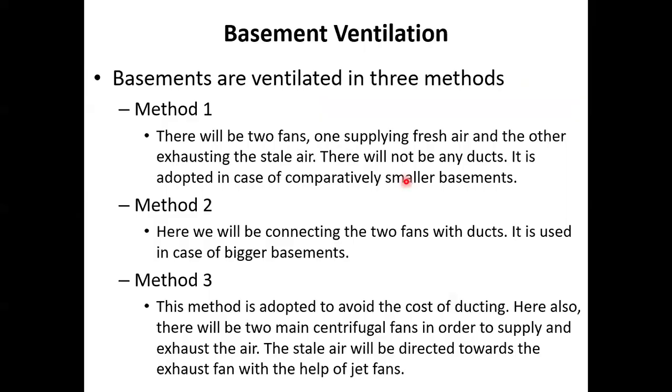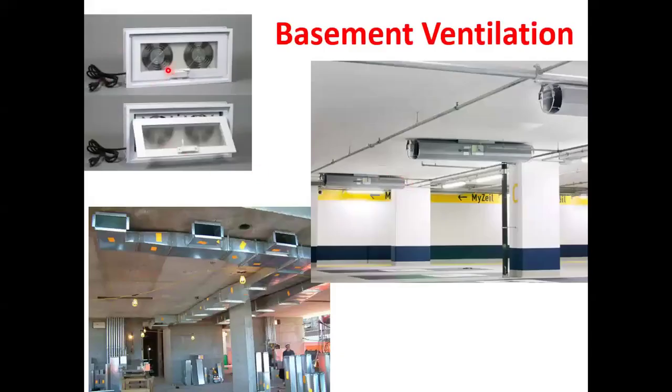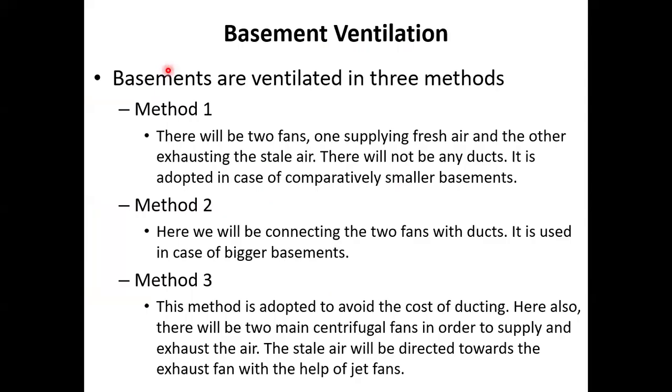Later, it's about basement ventilation. Generally, there are three different methods. The first method is preferred for comparatively smaller basements, which you can see now. For a single basement, we can use this kind of arrangement. That means there will be two fans. One supplies fresh air and the other exhausts the stale air. And here, there won't be any ducts. It's purely adopted for smaller basement applications.